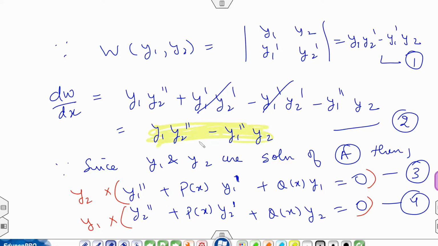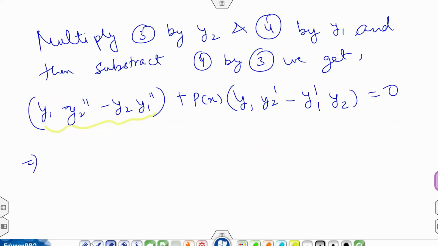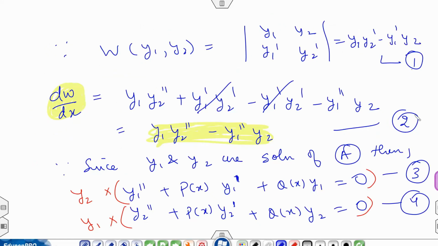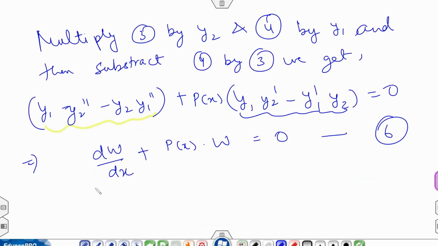So by equation number 2, I can find that my derivative of W with respect to x is this. So I can write this as dW by dx plus px into W is equal to 0. This I am writing as equation number 6, and I got this by using equation number 1 and 2. Now you can see that this is of linear form, where the integrating factor is equal to this.